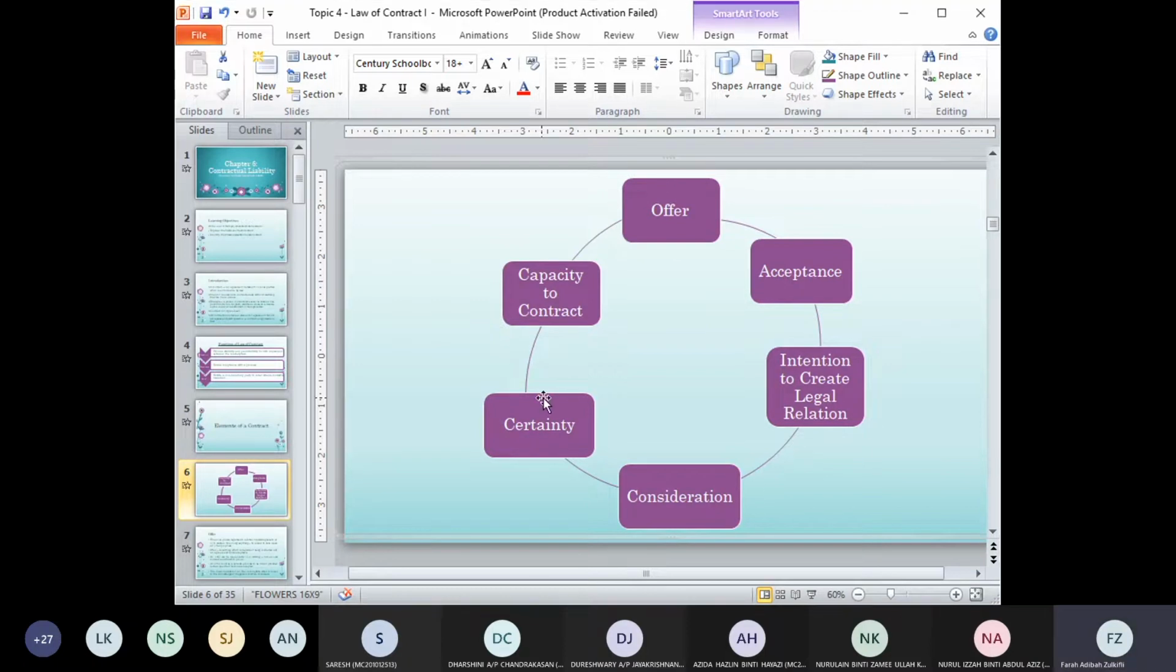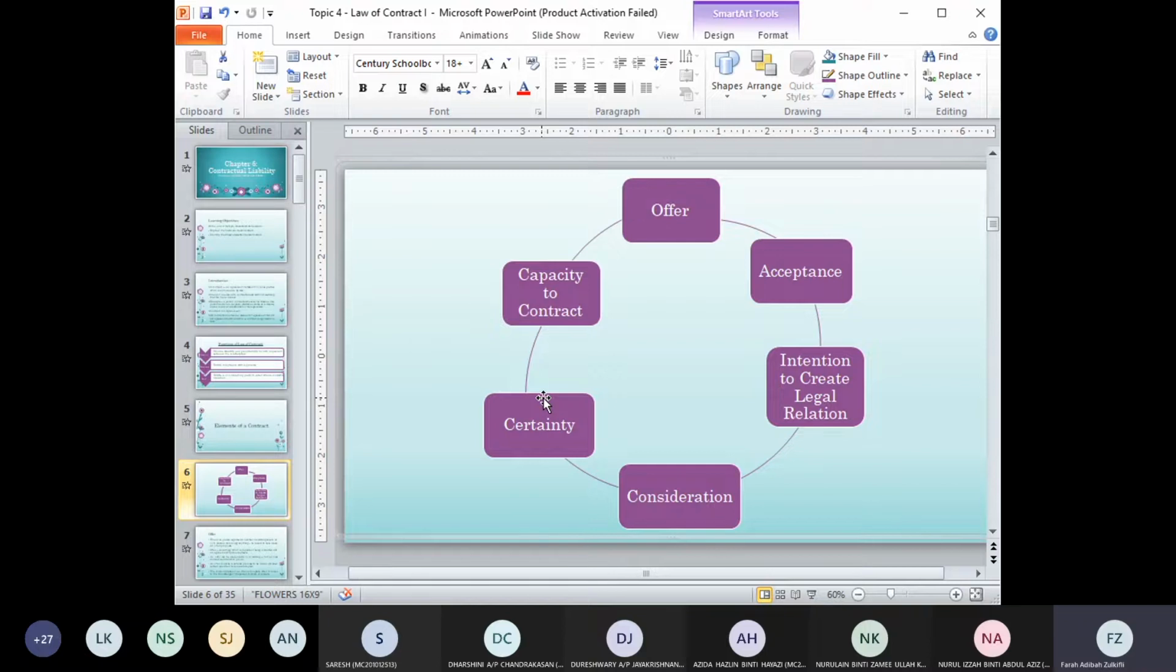So the fourth element is consideration. Consideration is what we call value for a promise. It means that if someone offers to do something and someone accepts that offer, there must be consideration. Both parties must get something from the contract. The consideration does not need to be in the form of money, but there must be some kind of consideration between the parties. If A and B create a contract between them, both parties must get something out of the contract. Okay, so that is consideration.